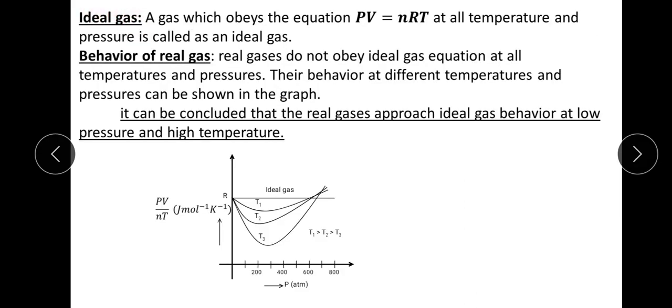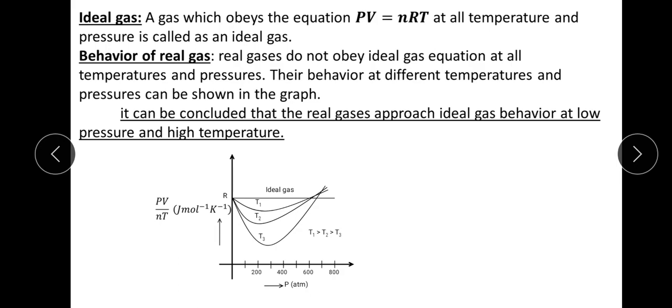Then what is this ideal gas? An ideal gas is a gas which obeys the equation PV is equal to nRT at all temperatures and pressures. So this is what we call an ideal gas. An ideal gas obeys the equation of state, that is PV is equal to nRT at all temperatures and pressures. This is very important for you. Okay, this is what we call an ideal gas.